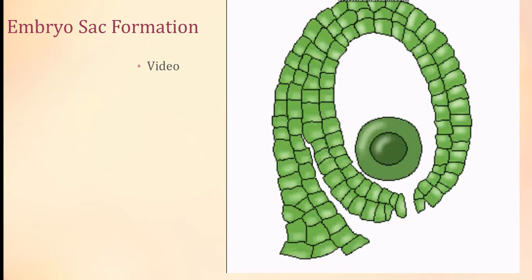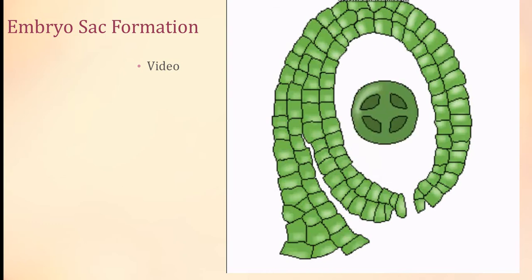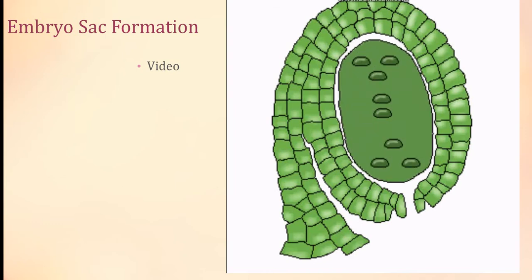The one remaining cell then goes through an interesting form of mitosis where the nucleus is duplicated, but the cell doesn't divide. And in fact, that happens 2 more times, so that in the end we have a large cell with 8 haploid nuclei inside.